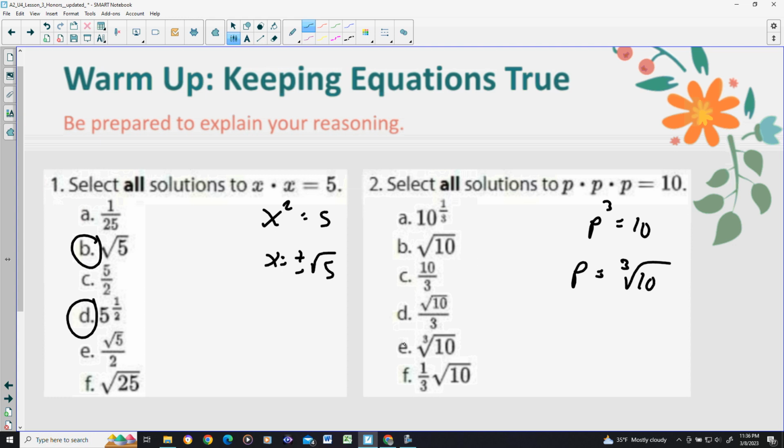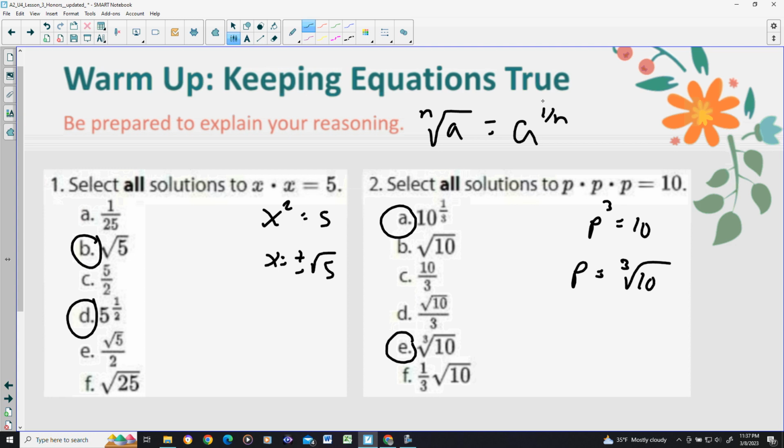Well, E matches. 1/3 times the square root of 10. Nope, not F. Any of these with the square root of 10, B's out, D's out. C is also out. But 10 to the 1/3 power. Yes. Okay. So one of the big things that we did a few lessons ago, that's going to come up big in this unit, is the fact that these two are equivalent, and that really the nth root of any number is going to equal a to the 1 over n power.